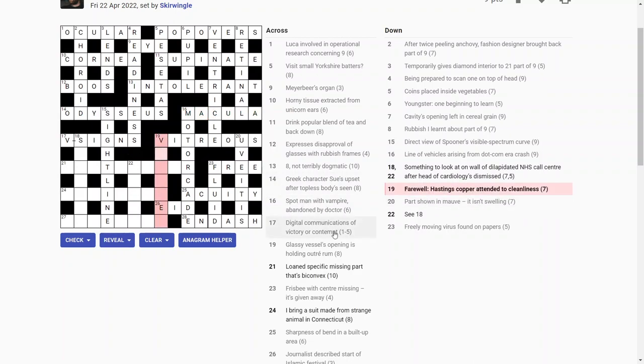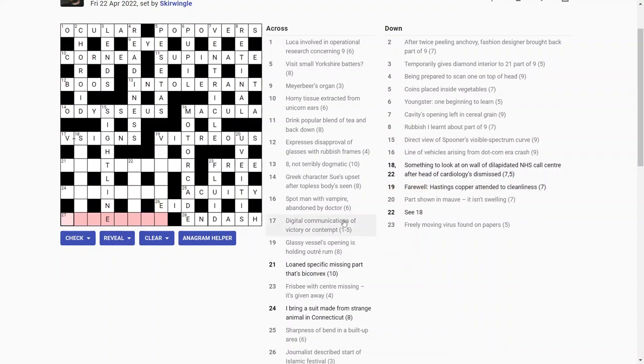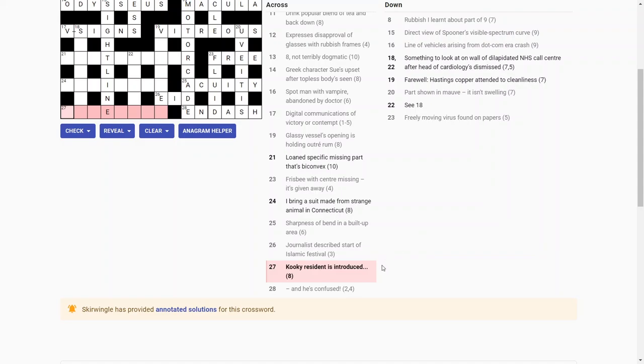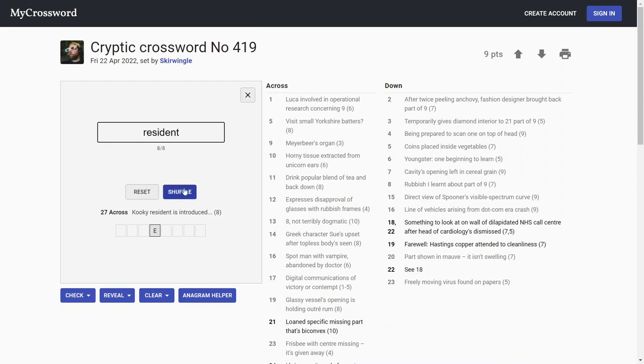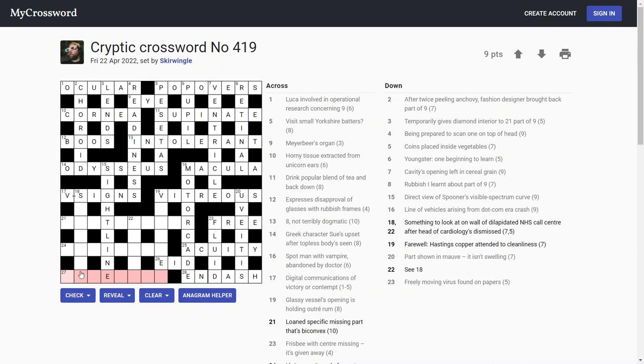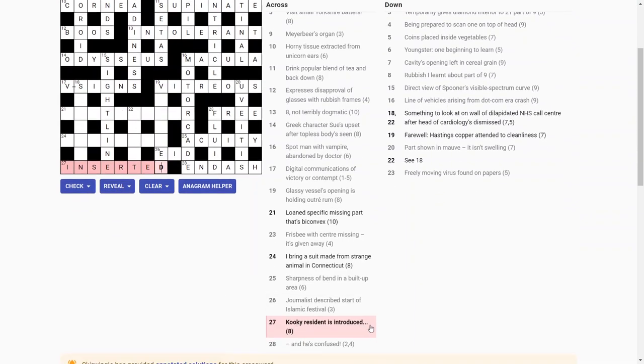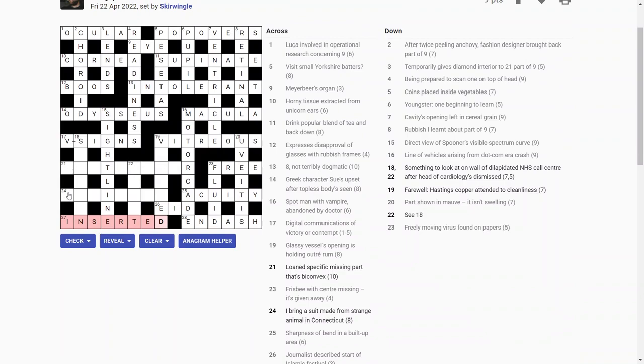Farewell. Vale. Hastings copper attended to cleanliness. Hastings. Just don't know what Hastings is doing there. Kooky resident is introduced. Looks like an anagram of resident. Kooky being an anagram indicator. Registered. Inserted. So that's, yeah, the dot dot dot there is working to make you think that this is related to this. It's not. I think the dot dot dot here doesn't mean anything in the context of this clue.